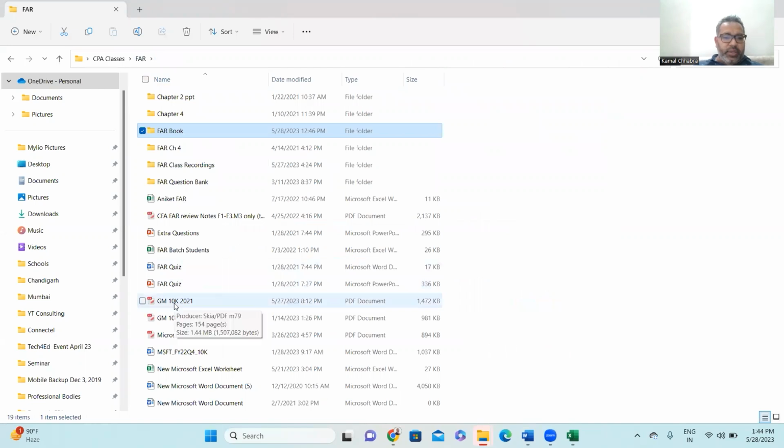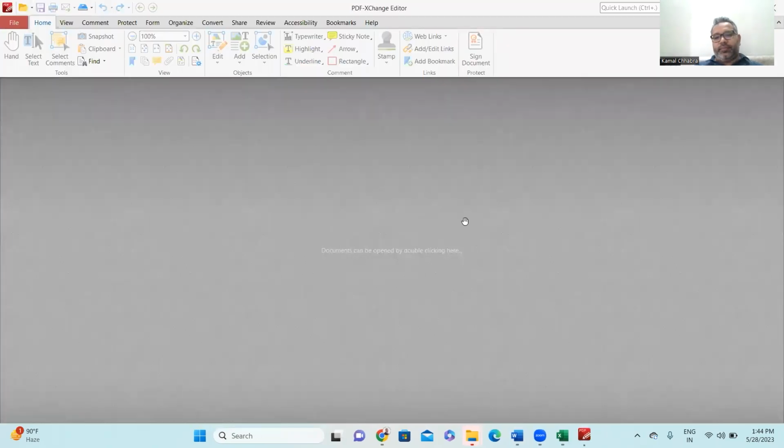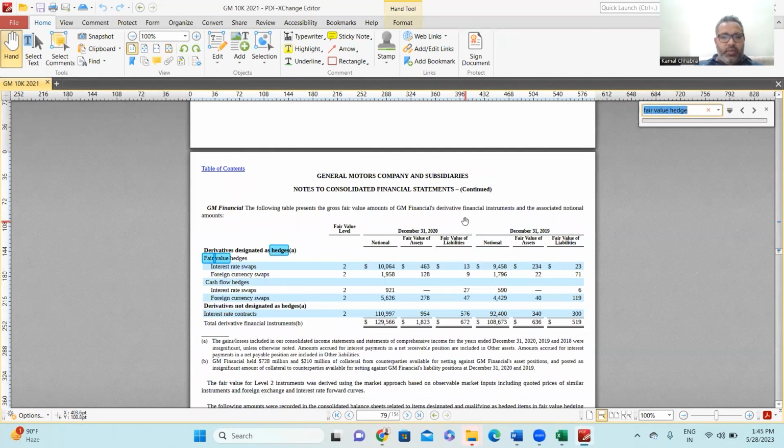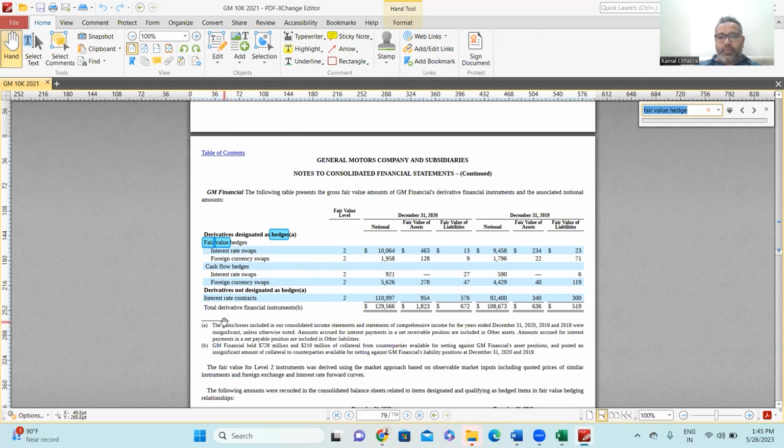to make it interesting, go to the 10K. So here you see derivatives designated as hedges, fair value hedge. These are the kinds of disclosures you need to make. In the fair value hedge, how much is interest rate swap, foreign currency swap, cash flow hedge, and how much is on account of interest swap, foreign currency swap, and forward contract, future contract.